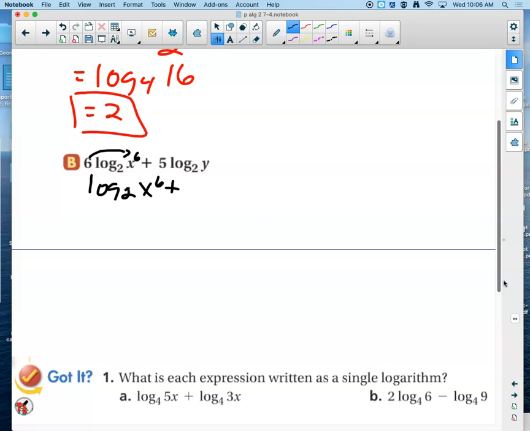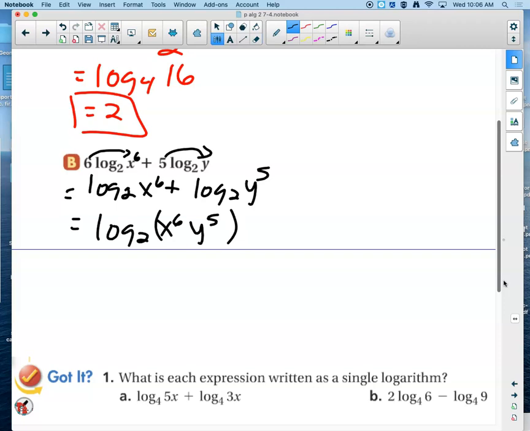I don't like that 5 there either. Where does that have to go? Yep, to the y. So you put those powers back up, because raising to a power becomes multiplication. Okay, well now I have to deal with addition. What's addition in logarithm language? Multiplication. So we're going to put them together. X to the 6th, y to the 5th, and I'd probably just put a set of parentheses around those two. So because these are variables, we can't get a number answer for anything. But we can certainly condense it and put them together.